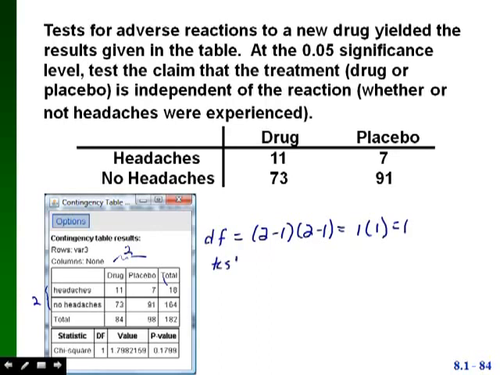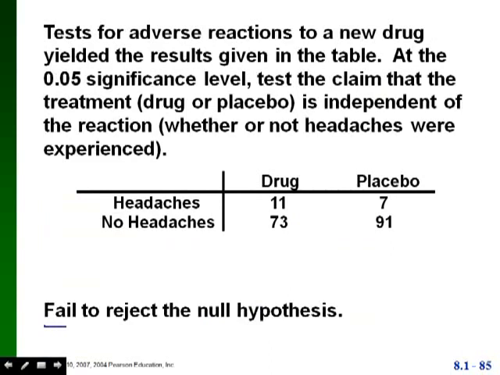Our test statistic is 1.798, and our p-value is 0.1799. This is a fairly large p-value. If we're testing this at a 0.05 significance level, this is going to be greater than our alpha, which was 0.05. And that means that our conclusion is that we fail to reject the null hypothesis. And that again says that our row and our column variables are independent. In other words, the drug wasn't making a significant difference in whether the subjects had headaches or not.